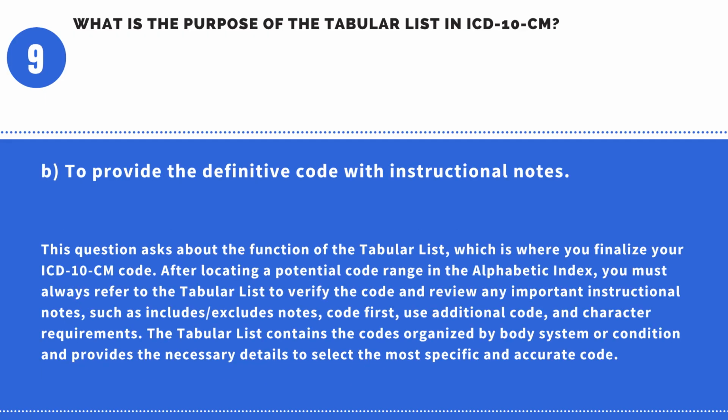Answer: B. To provide the definitive code with instructional notes. This question asks about the function of the tabular list, which is where you finalize your ICD-10-CM code. After locating a potential code range in the alphabetic index, you must always refer to the tabular list to verify the code and review any important instructional notes, such as includes/excludes notes, code first, use additional code, and character requirements. The tabular list contains the codes organized by body system or condition and provides the necessary details to select the most specific and accurate code.